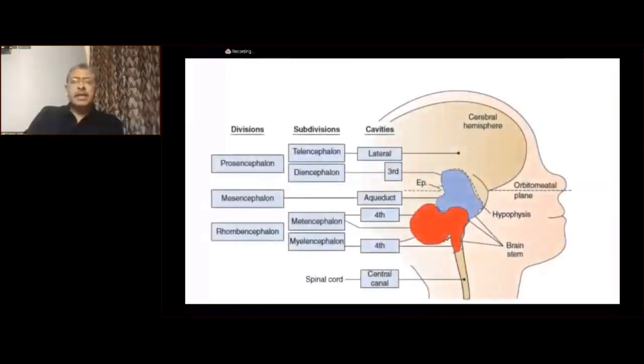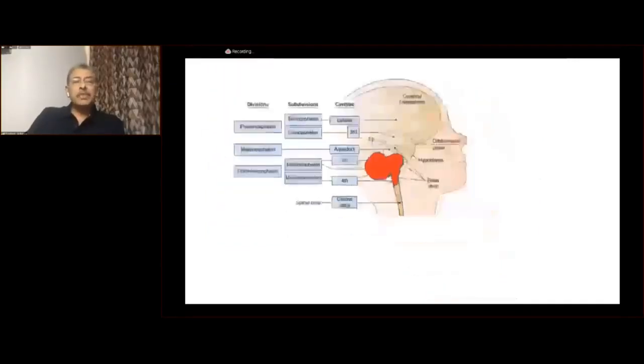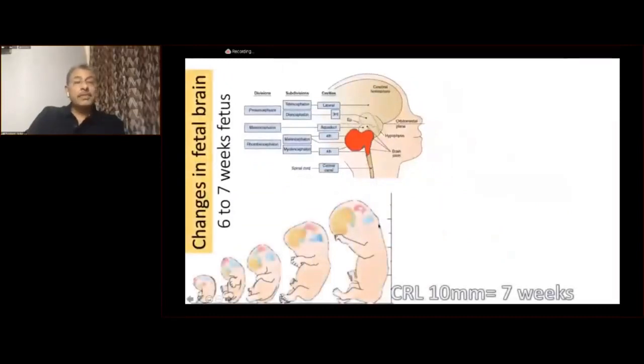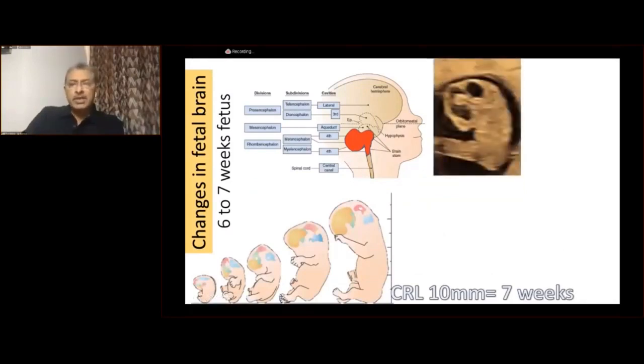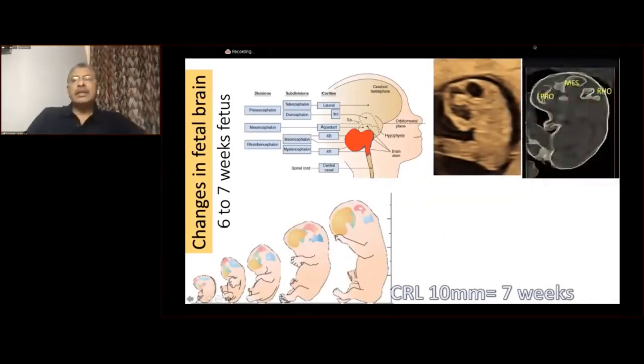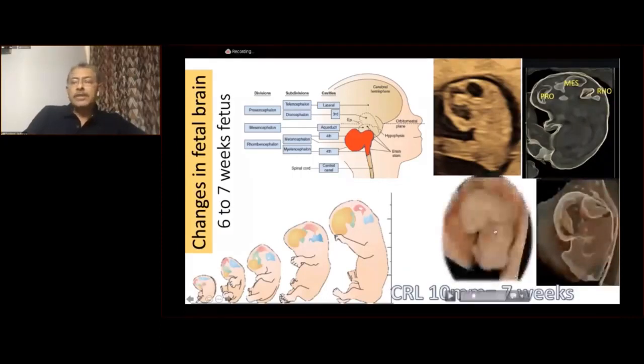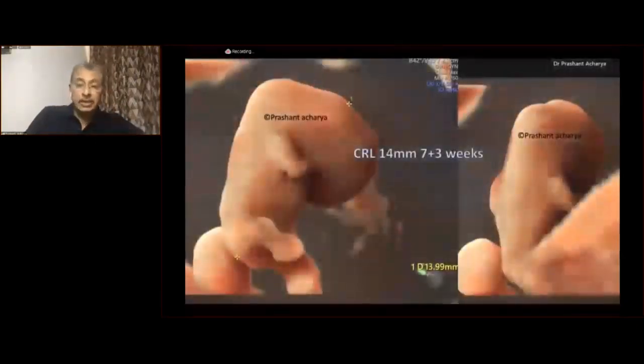This is a typical system where, from these three vesicles, the entire fetal brain develops: prosencephalon, mesencephalon, and rhombencephalon. These are some graphics, but that's not important. The same things we can see even on ultrasound. At CRL 10 millimeter, just 7 weeks, we all know that the rhombencephalon, mesencephalon, and prosencephalon will all be seen. This is what you can see of the brain when the fetus is 10 millimeters.